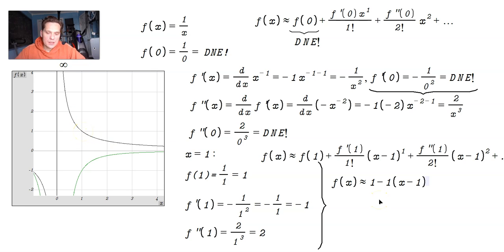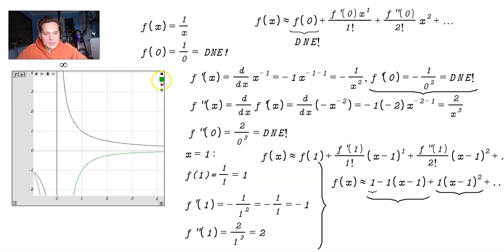Okay, and then, well, f double prime is 2, so this would be plus 2 over 2 factorial, which is like 2 over 2, which is 1. So you're going to have x minus 1 squared, okay, and then dot, dot, dot, that kind of situation here. All right, so this is the value of the function, basically. That is like the tangent line right here. This whole thing is the tangent line. And then lastly, this part right here adds curvature so that you match the shape of the graph.